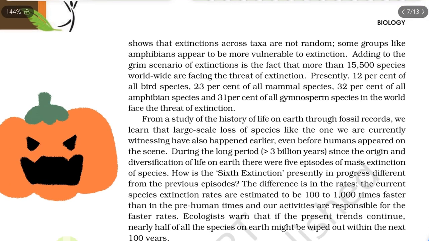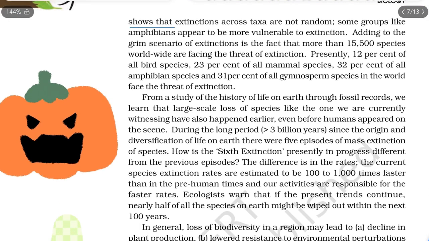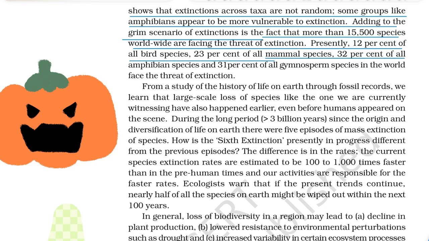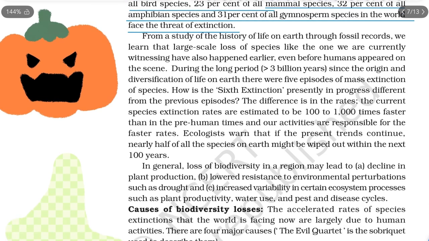Careful analysis of records shows that extinctions across taxa are not random. Some groups like amphibians appear to be more vulnerable to extinction. Adding to the grim scenario of extinction is the fact that more than 15,500 species worldwide are facing the threat of extinction. Presently, 12% of all bird species, 23% of all mammal species, 32% of all amphibian species, and 31% of all gymnosperm species in the world face the threat of extinction.